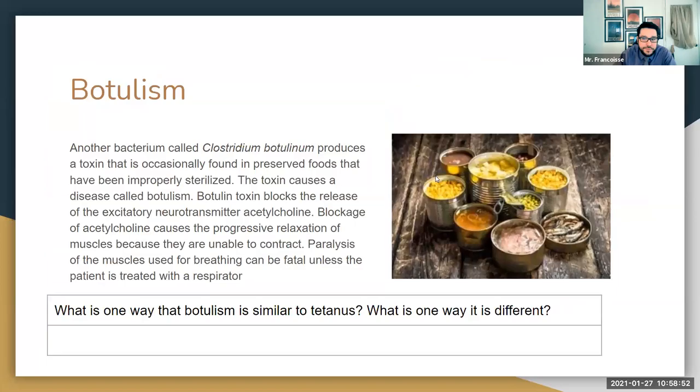Then botulism is something that we don't really have to worry too much about anymore. This was stuff that, like old tin cans, they did a really bad job of preventing food from spoiling.